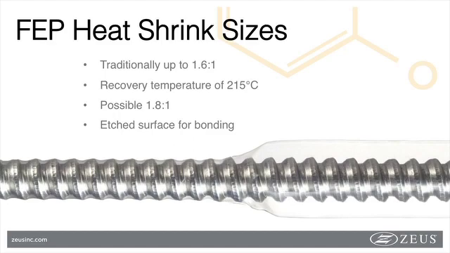FEP, and any heat shrink for that matter, has a process that has to be developed based on the particular needs of applications. Being a fluoropolymer, FEP is extremely chemically inert. On the other hand, if the heat shrink's surface has to be bondable after recovery, a chemical etching process can be employed to achieve a reactive exterior.